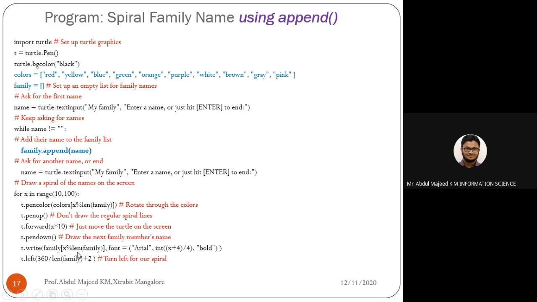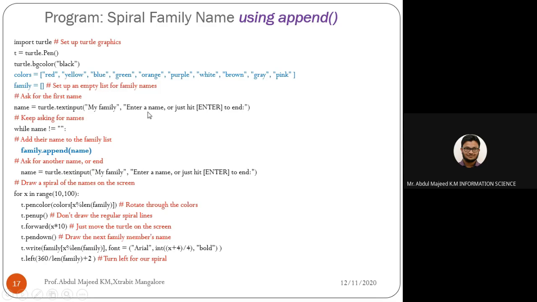So we are calling the write function with the font Arial. Select Arial font. Then what will be the size of the font, and it should be in bold mode. The font has 3 parameters: first, the name of the font, then the size of the font, then whether it is bold or italic or normal. Then turn towards left with the given angle. It will evaluate this formula and turn by this angle.